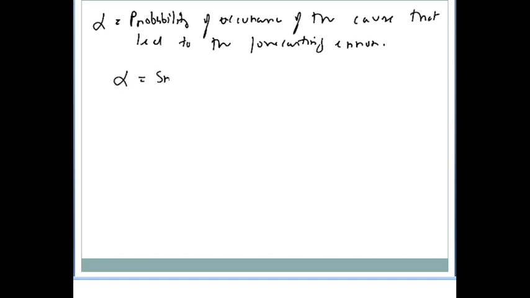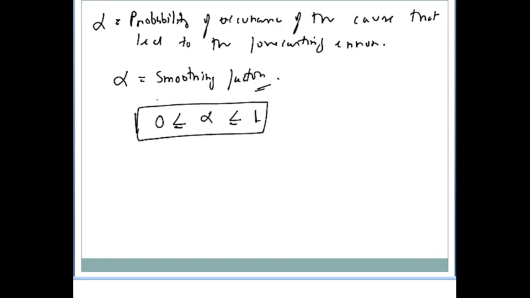Alpha is also called the smoothing factor. Since alpha is a probability, it will always lie in the range of greater than or equal to 0 and less than or equal to 1.